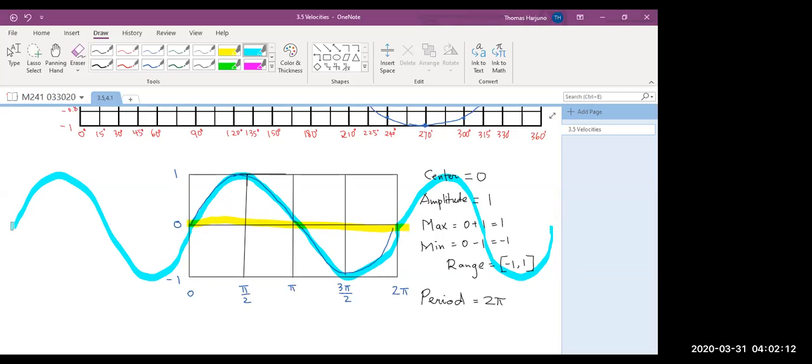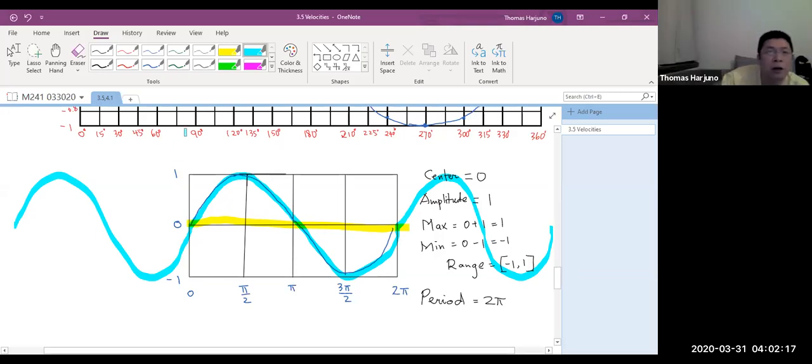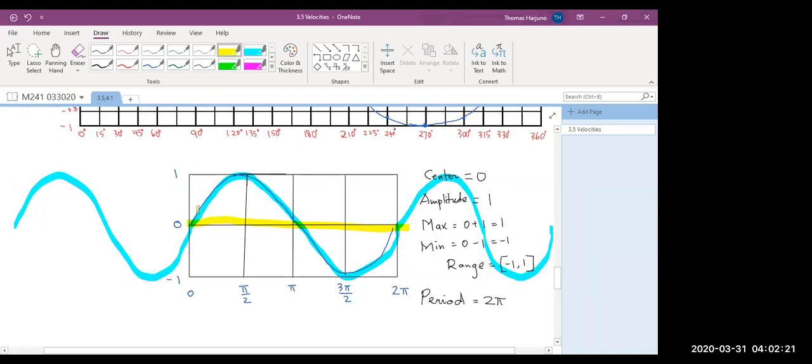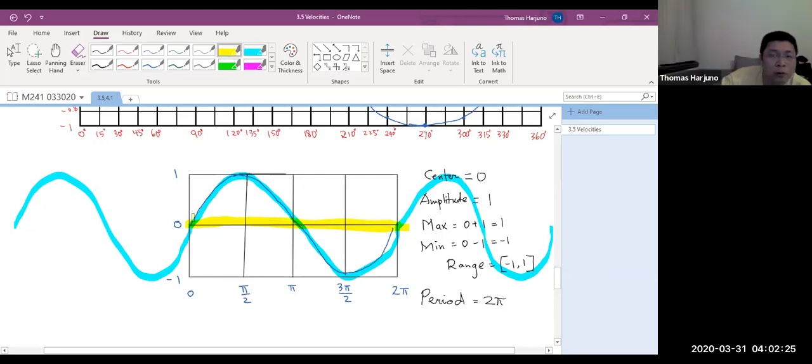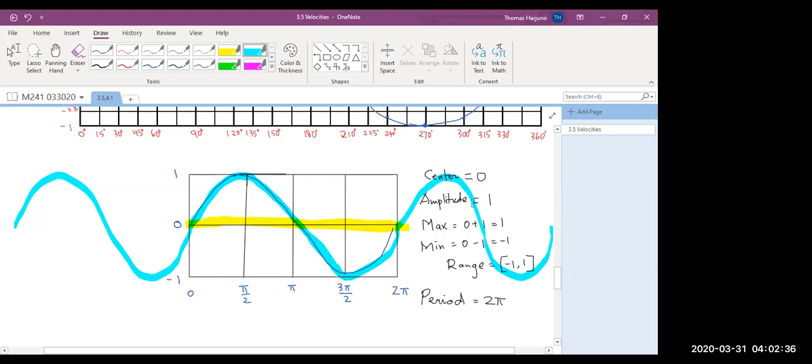Sorry, Professor. What is the amplitude? Amplitude is how far it goes up and down from the center. So if this is the center, which is y equals 0, then how far does it go up from the center? How far does it go down from the center? That's how we get that the amplitude is 1.